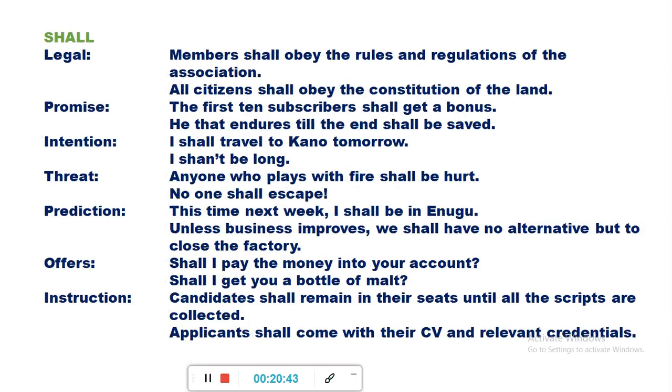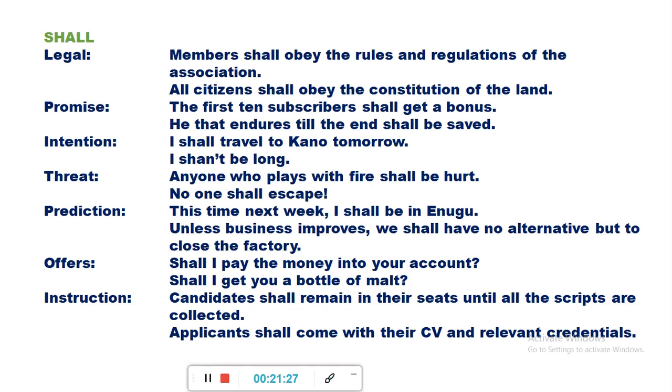Then let's look at how shall can be used. We use shall to express legality or to express legal opinions. Members shall obey the rules and regulations of the association. This is the language of the law. If you read the scripture, thou shalt not, or you shall not steal, you shall not do this, you shall not do that. So shall is part of the language of the law. All citizens shall obey the constitution of the land.